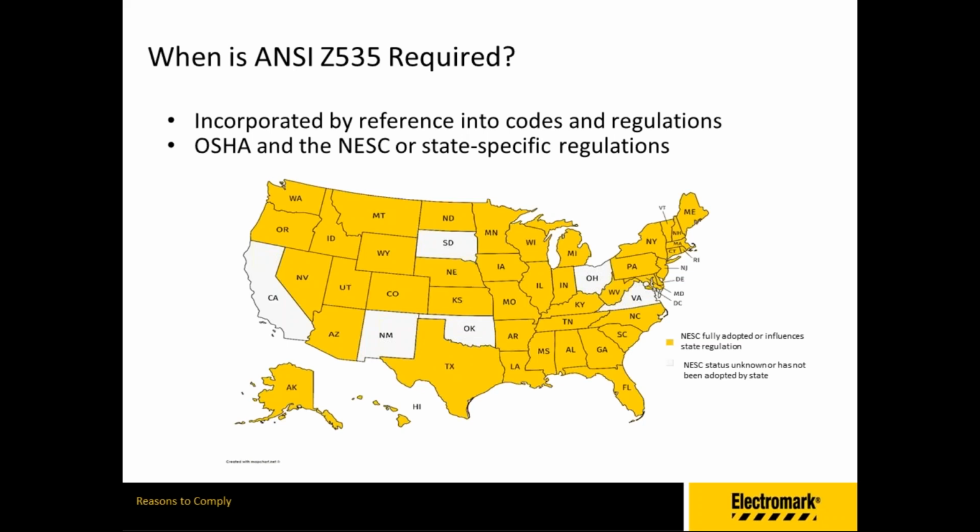Most codes and regulations in the U.S. don't try to reinvent the wheel by proposing their own design standards, but rather they incorporate all or part of Z535 wherever safety hazard markings are required. And the reason I show the map here is because it depicts states that adopt the NESC as their state code. And so the NESC, for instance, the latest revision of it requires that safety signs, labels, or tags utilize the Z535 2011 revision for their design.